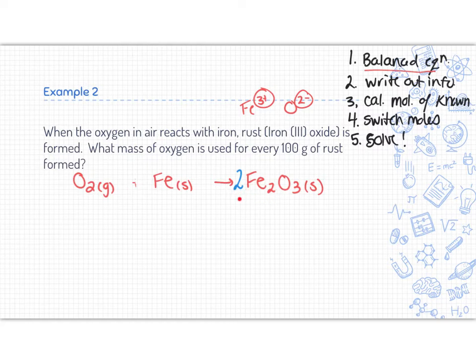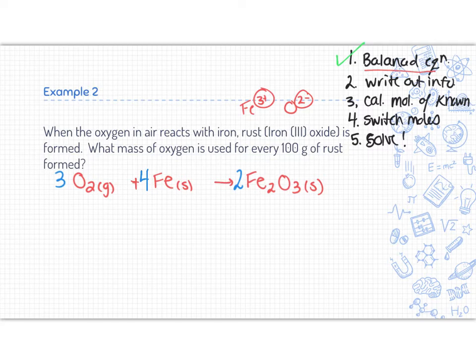Okay, I now have 6 oxygens in my products and only 2 in my reactants. So I'm going to write a 3 here. That now gave me 4 irons in my products. So I'm going to put a 4 here for our iron. Okay, we are looking for the mass. That is the end of step 1.